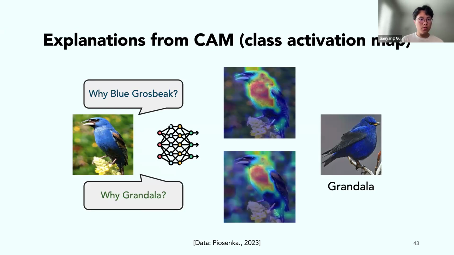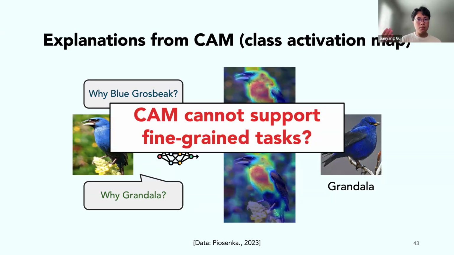It's also blue. It's also a blue feather. So now we are really getting confused, because we are asking the model to explain the same image but with two different species, and it generates almost identical highlight maps. So this really raised the question: is it because CAM, the class activation map, cannot support fine-grained tasks? So we first look into how this tool works.